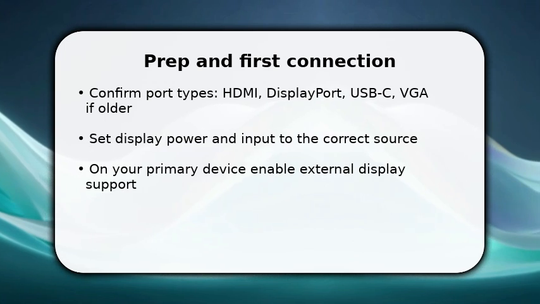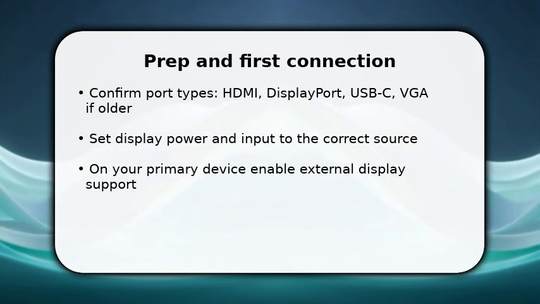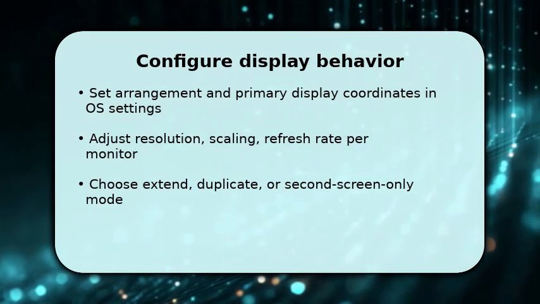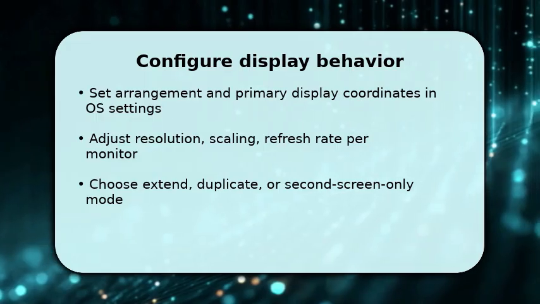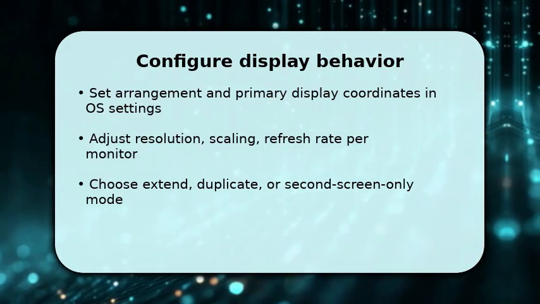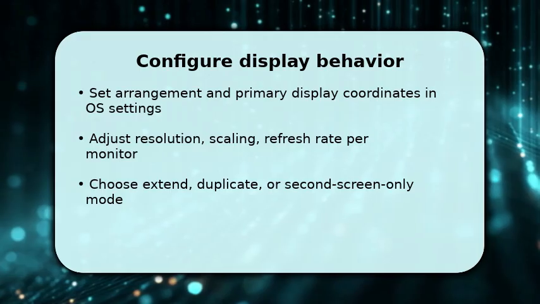Once detected, position the displays logically. Drag their icons to match real-world left-right placement so your cursor moves naturally between them. Make one screen primary if you need taskbar or menu consistency. Then set each monitor's resolution and scaling to optimize clarity. Higher DPI screens need different scaling.